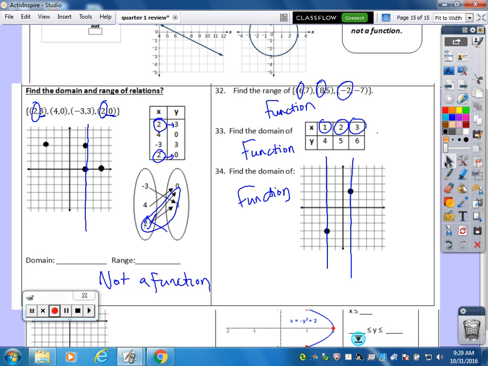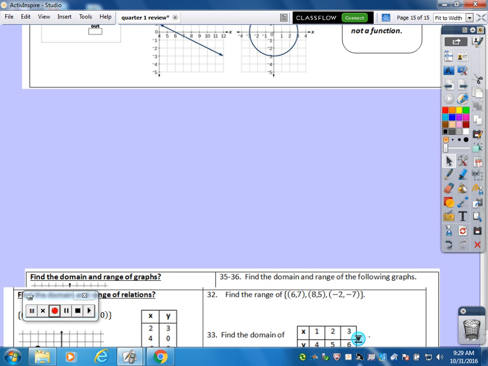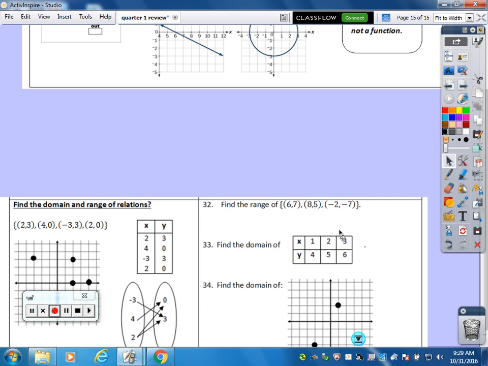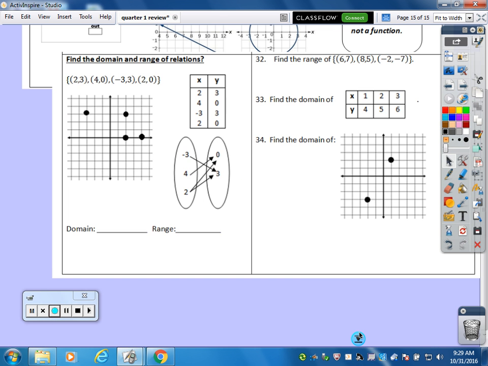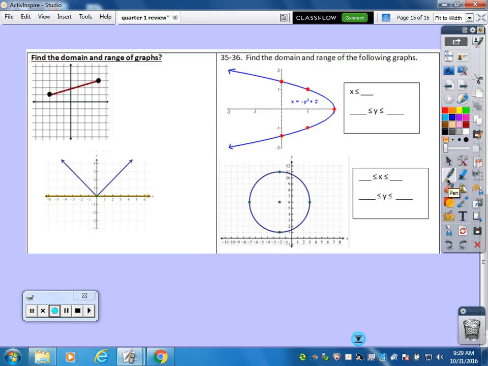For the next page of problems, let me trade out what I have on the screen here. Oops, same one there. Let me find the right one here. There it is. We want to test if these are functions. So first, it's a graph, so I'm going to use the vertical line test. And no matter where I put that line on here, it's always going to hit once, so that is indeed a function. Same thing for this one.